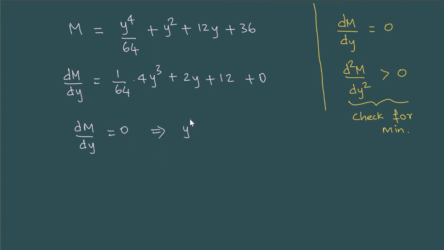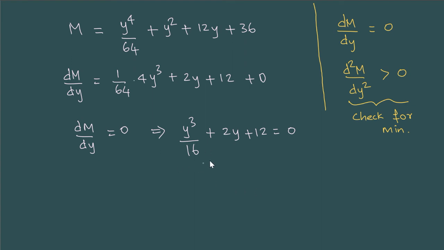We have y cube by 16 plus 2y plus 12 is 0. Okay, so here we have a cubic equation. Since we have a cubic equation, I think we will have to kind of guess what answers really work. Okay, so can we actually guess any value?